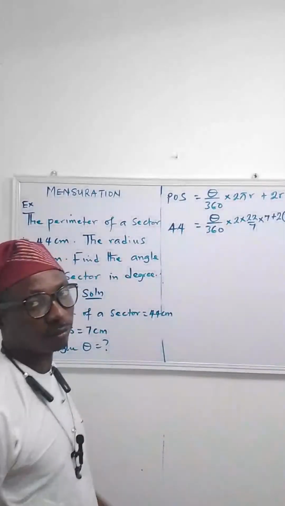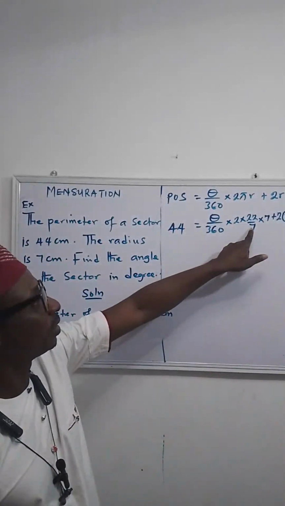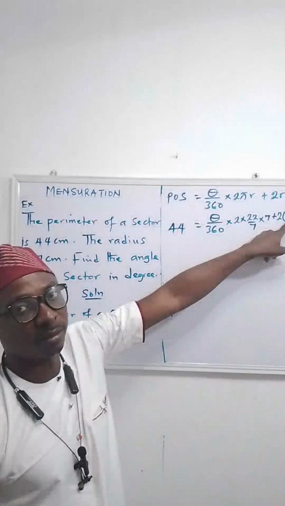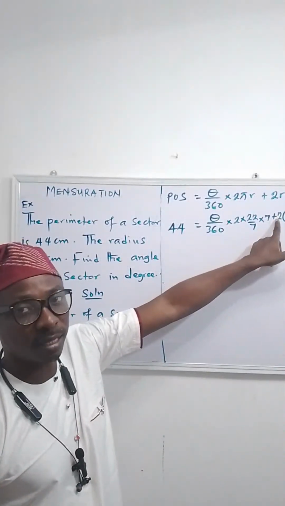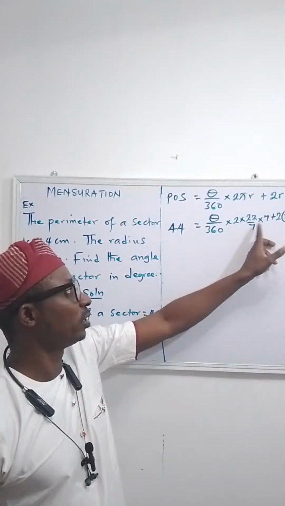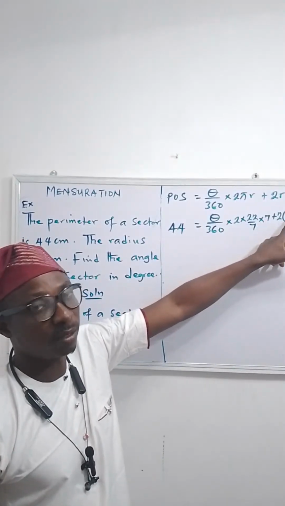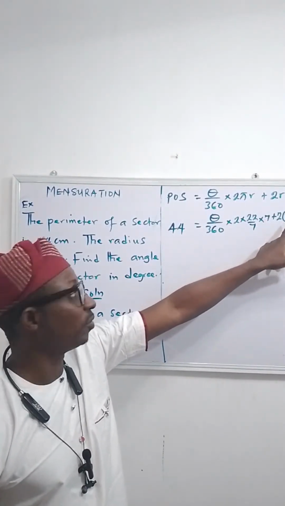Now you have to be careful. Don't use this 7 to divide this. You can see there is an addition sign here. So you cannot use this to divide this. Many students make this mistake a lot. So you have to be very careful.